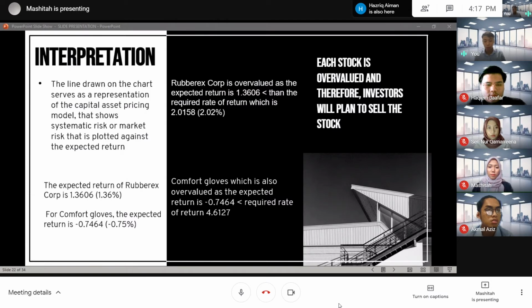It is obvious that Rubberex is overvalued as the expected return is lesser than the required rate of return, which is 2.0158%, as well as Comfort Gloves, which is also overvalued as the expected return is lesser than the required rate of return, which is 4.6127%. We can see that both of the company stocks are not at the equilibrium point, and with the level of return, the risk should be low. Each stock is overvalued and therefore investors will plan to sell the stocks.